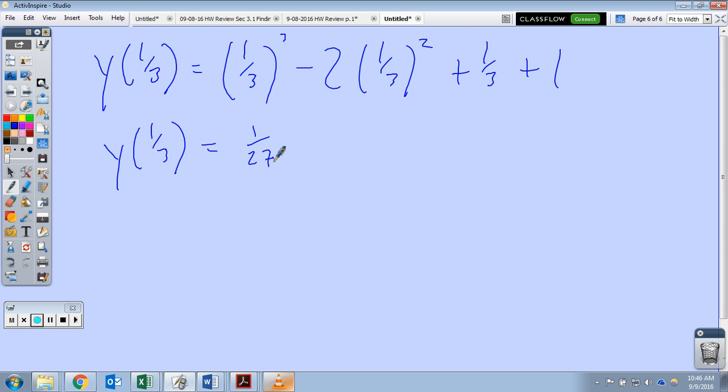So we have 1/27. So 1/3 squared is 1/9. So minus 2/9 plus 1/3 plus 1. Can someone punch all this into a calculator, please? Or I'll do it in my head too. Let's see if we get the same thing.